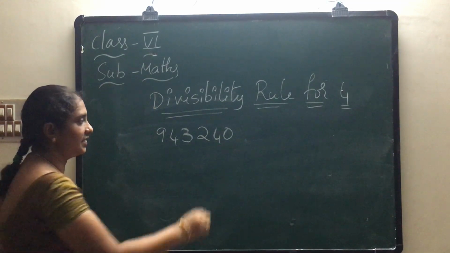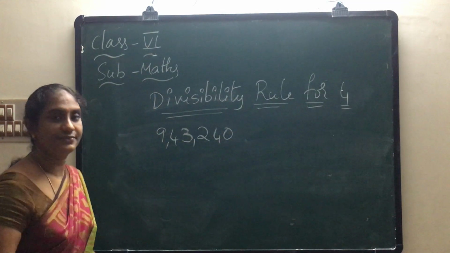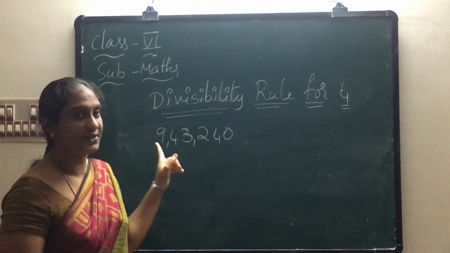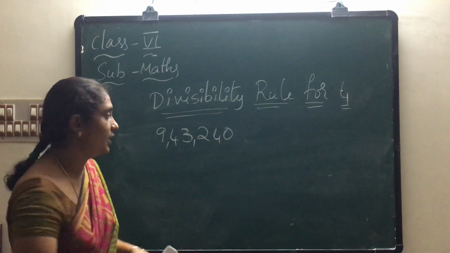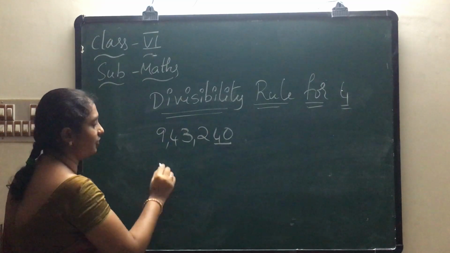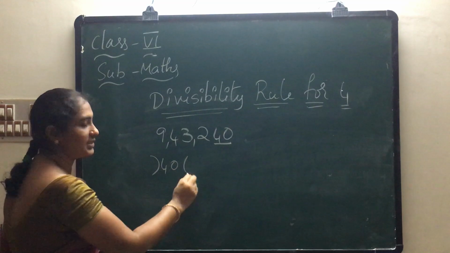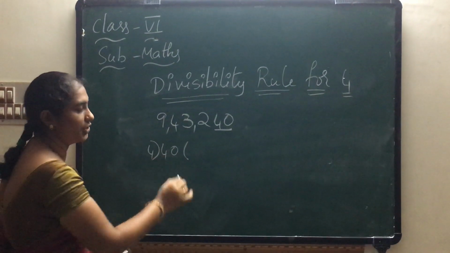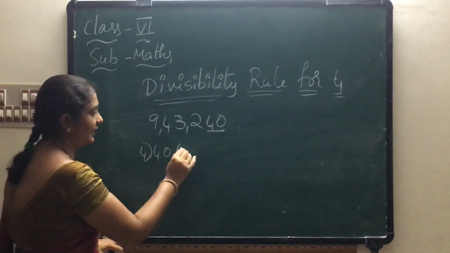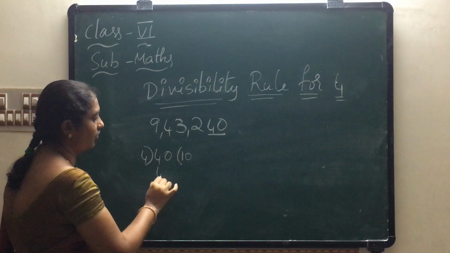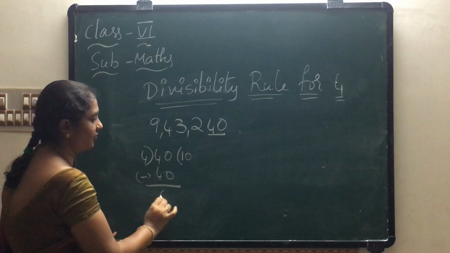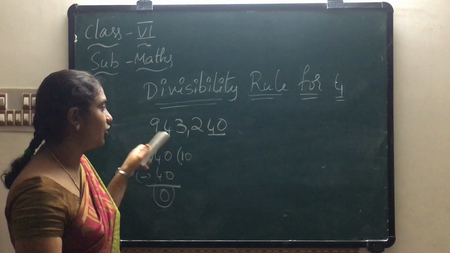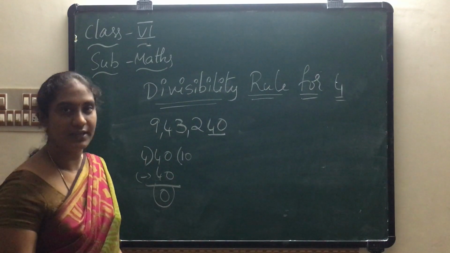Okay, what is the number I gave here? 9,43,240. Now is this number divisible by 4 or not? See. Now what are the last 2 digits? 40. So divide by 4. In the 4 table, how many times do you get 40? 10 times. So 40 minus 40 is 0. So here we got 0 remainder. So the total number is also divisible by 4.